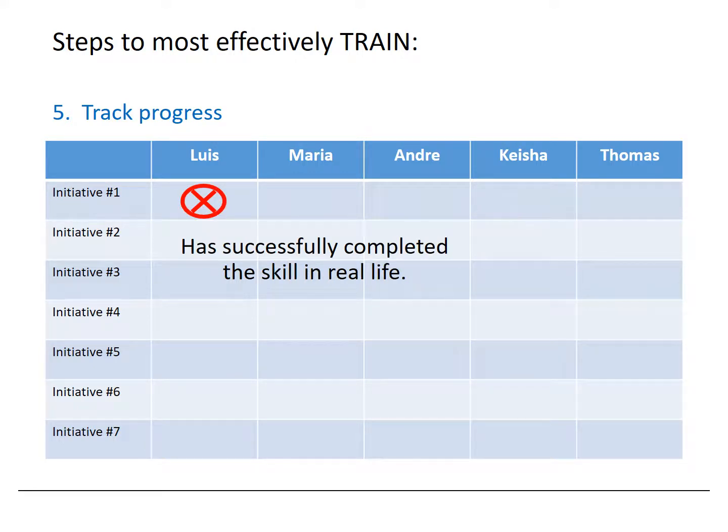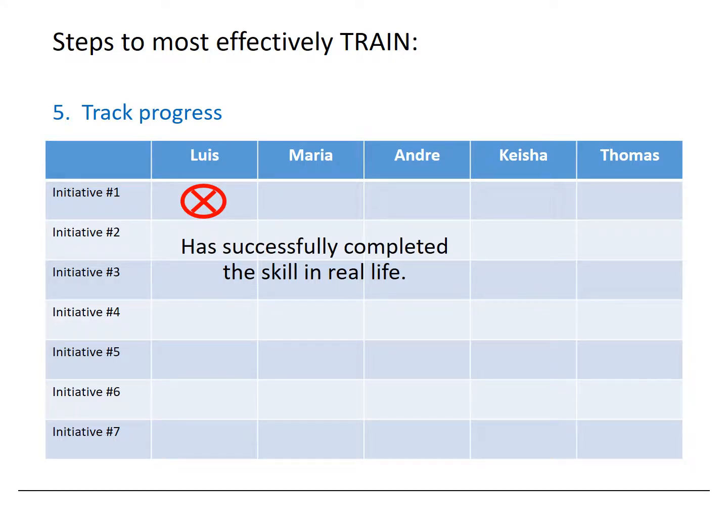And now we've added a circle around the X. This indicates that Lewis has successfully demonstrated the skill in a real-world environment. And we know what that means. It means that Lewis has completed step 4 of the training process and he can officially be considered trained. Since Lewis is officially trained, we know his capability for initiative number 1 is high, and we can now delegate tasks that are related to initiative number 1 to him.